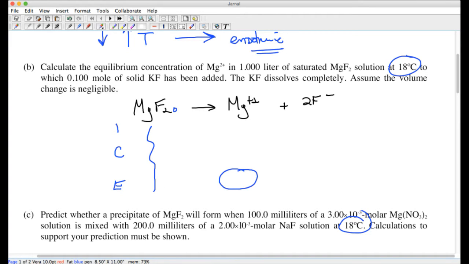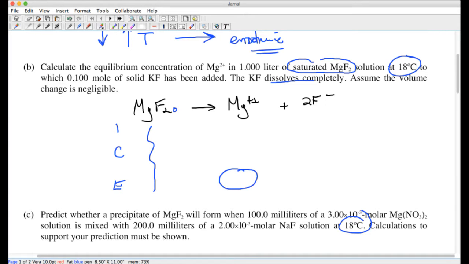Now initially, what do we have? Well, if you read the question, it says calculate the equilibrium concentration of magnesium in a liter of saturated MgF2, to which 0.1 mole of KF has been added. That word saturated is telling you we're at equilibrium. So if it's saturated, we're going to assume it all dissolved. It dissolves completely.